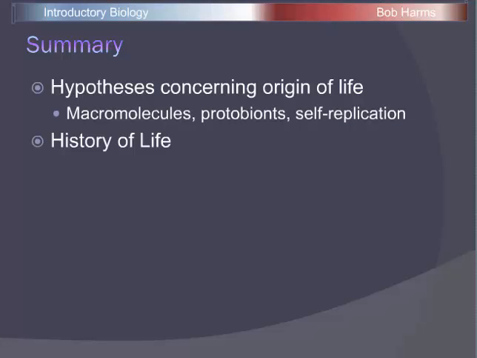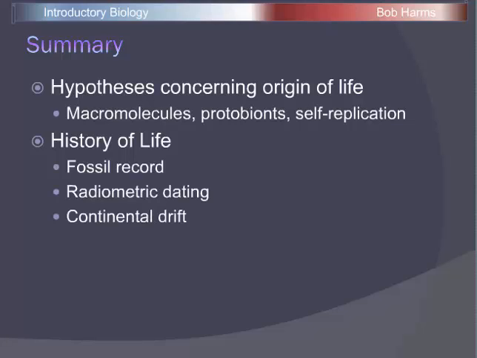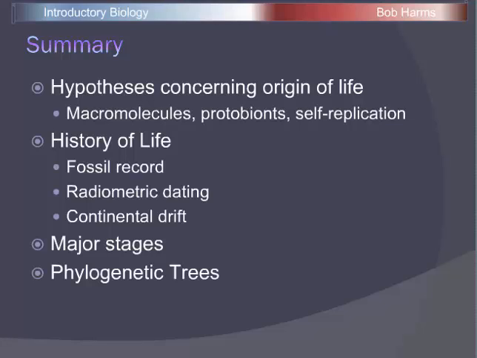Once we have life, we know an awful lot about the history. We certainly don't know the complete story, but we know an awful lot based on that fossil record. We can date our fossils using radiometric or isotope dating. We know continental drift has played a major role in terms of when and where species have evolved. We talked about some of the major stages in the history of life in terms of the development of prokaryotic versus eukaryotic cells, multicellular life, and so on. And then finally, we looked at how we trace different species and their history by looking at systematics and generating these phylogenetic trees by determining relationships of different species.